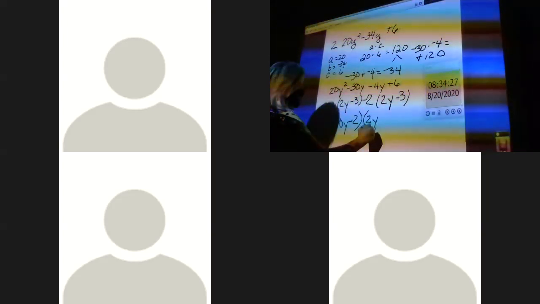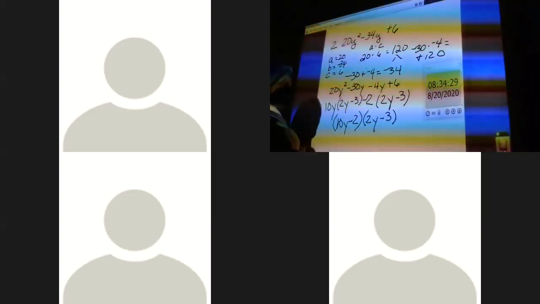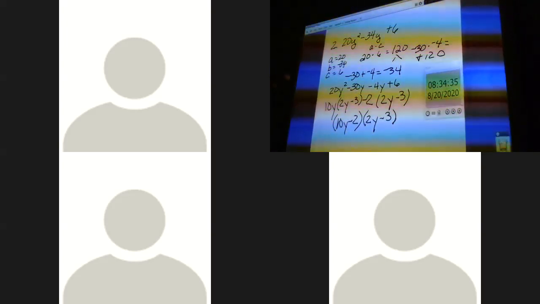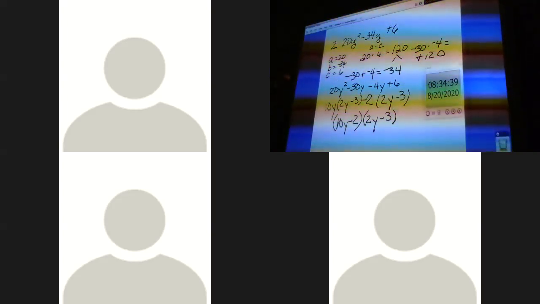So then we have 10y minus 2 times 2y minus 3. Casey, I have that. That's what I have. I do 2y minus 3 and then 10y minus 2. This is the solve by factors.